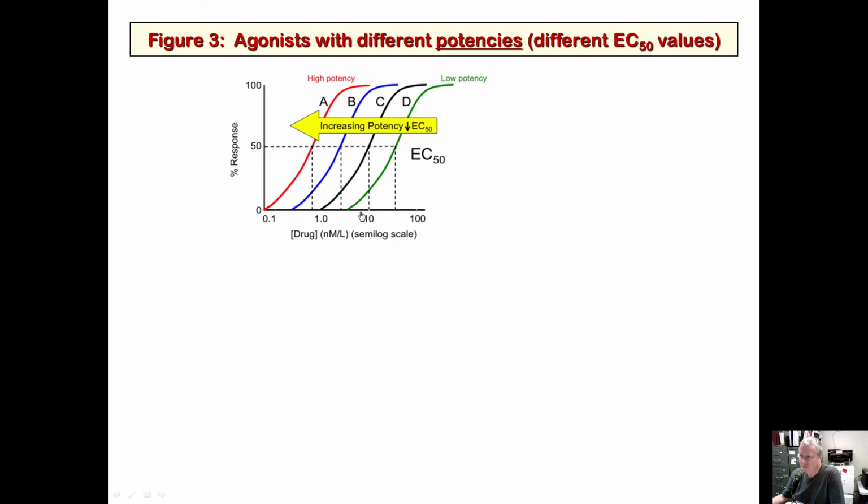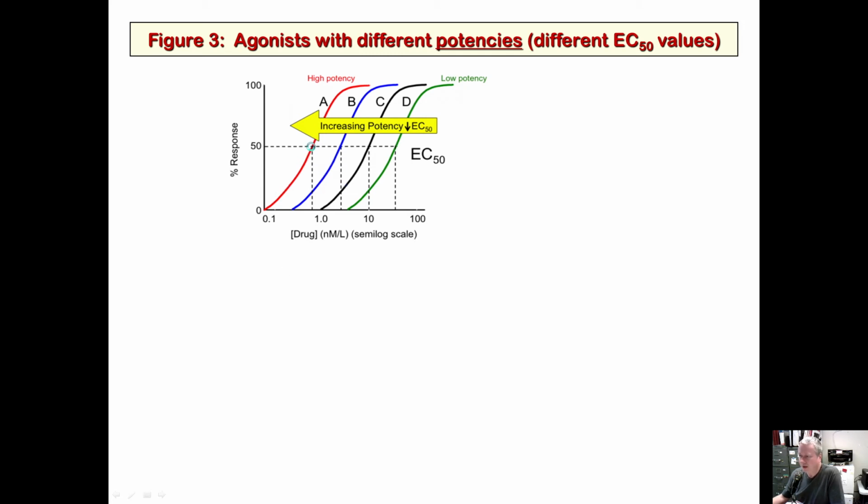So, which is the most potent drug of these? The one with the lowest IC50 or EC50, which would be A. At the lowest concentration, it reaches the 50% response.